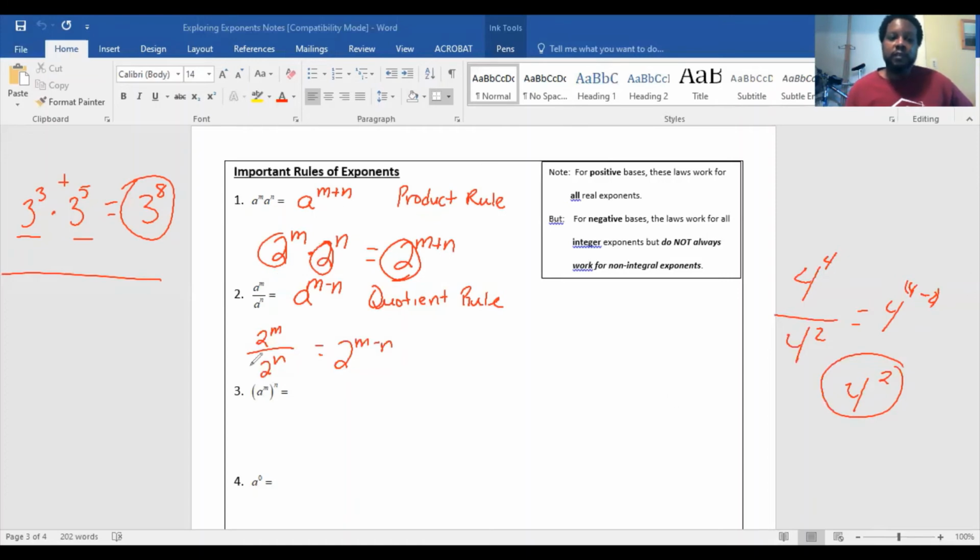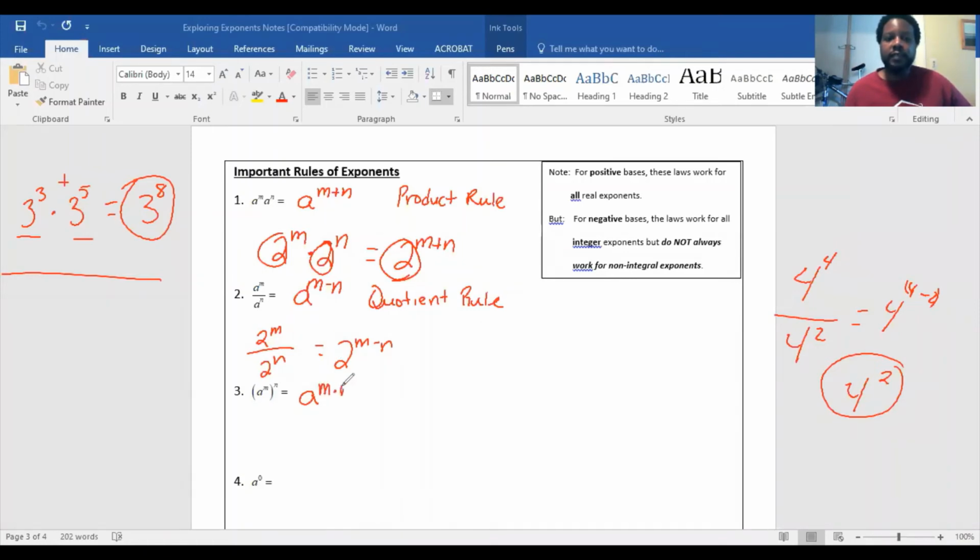All right. My next important rule says that if I have a to the m, a number raised to some exponent, and then it's being raised again to an additional exponent, I just multiply the exponents together. So my answer is going to be a to the m times n. Let me rewrite that in a better way: not use an x, but use a dot for the multiplication.